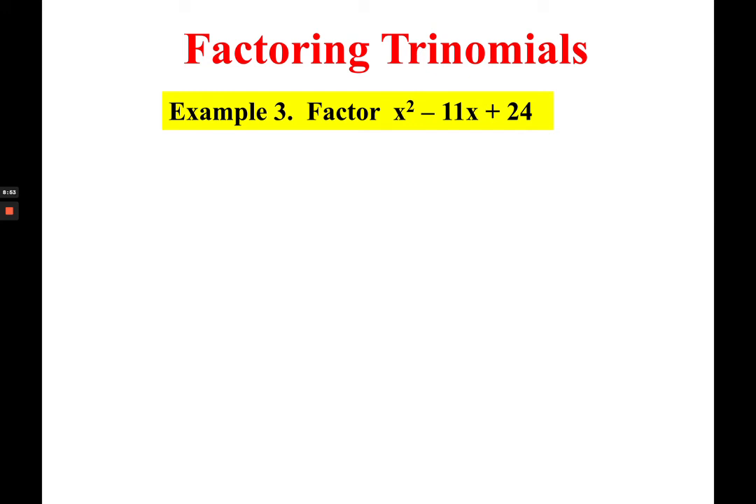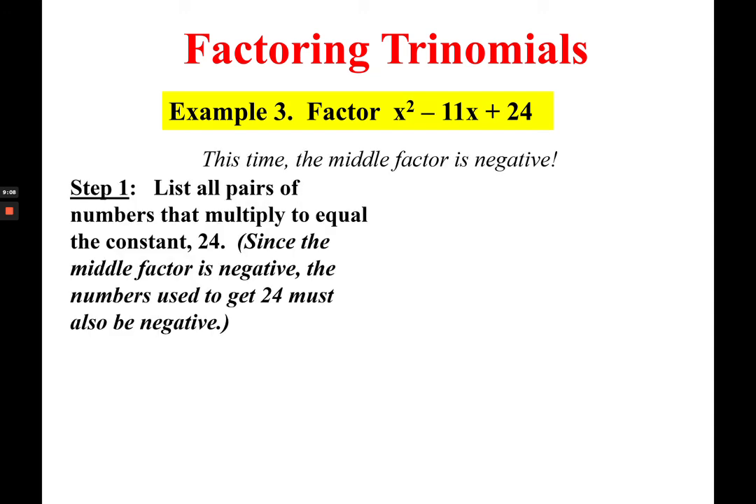Factor x squared minus 11x plus 24. So by now you should have already figured out that you are going to start by factoring 24. Now, what you need to notice is that the middle term is negative, but the last term is positive. It means both numbers, the factors of 24, should be negative, because negative times negative will give you positive, but when you add the two numbers, it gives you negative 11.